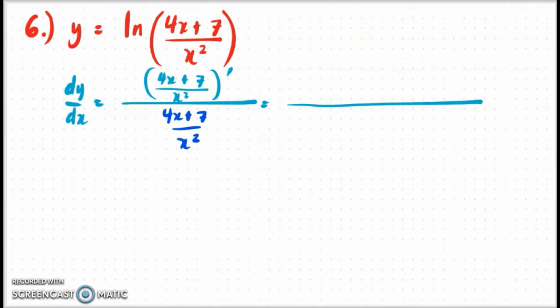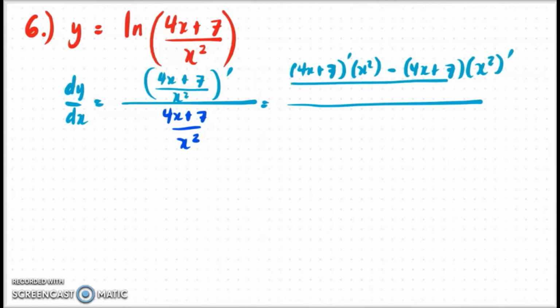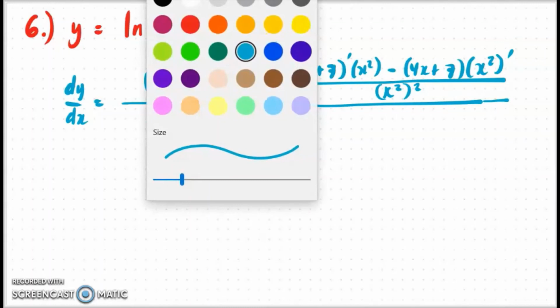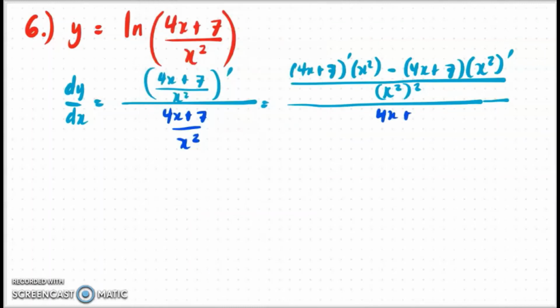So we have 4x plus 7 as our numerator, x squared our denominator. So 4x plus 7, derivative of that, multiplied by x squared, and then minus 4x plus 7 multiplied by the derivative of x squared, all over the square of the denominator, so x squared squared. And our 4x plus 7 over x squared here.